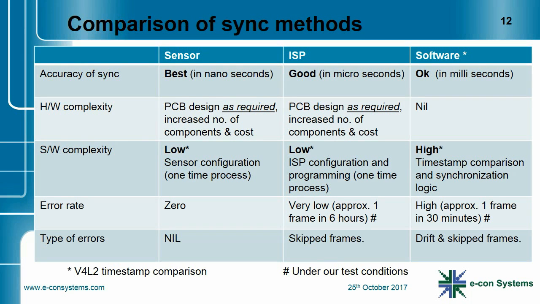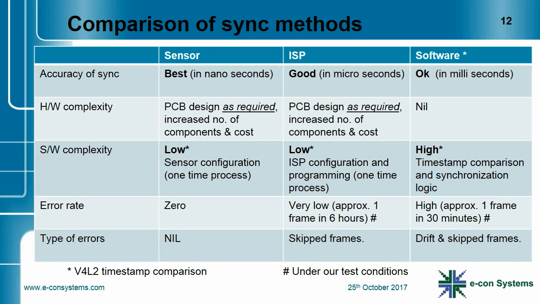This is a comparison between the different methods used for synchronizing multiple cameras. The sensor based synchronization has the highest level of accuracy, in the order of nanoseconds, whereas with ISP based synchronization we can get up to microsecond level accuracy. As for software based synchronization, we can get millisecond level of accuracy. The reason why we can get nanosecond level of synchronization in the sensor is because the images are triggered directly at the source for image capture, and this reduces any lag in the image capture. For sensor or ISP based synchronization, timing circuits are required in the hardware, so the number of components involved is higher, and so is the cost. But for software based synchronization, there is no hardware requirement at all.